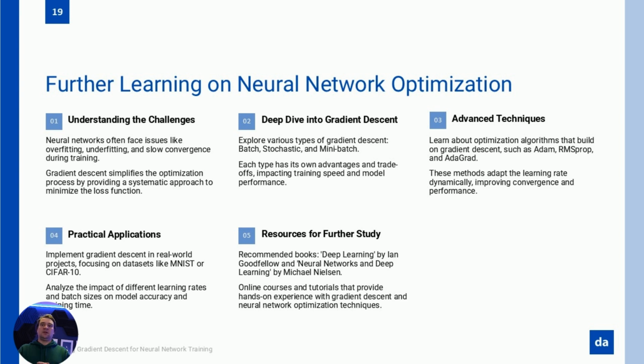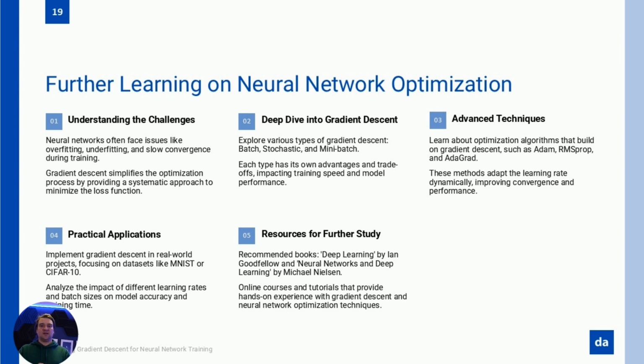Understanding these challenges deeply will help you identify and solve them faster in your projects. Next, explore the various types of gradient descent. Batch gradient descent, great for stability, but computationally heavy. Stochastic gradient descent, SGD, faster updates but noisier progress. Mini-batch gradient descent, the perfect middle ground for most tasks. Each method has its strengths and trade-offs, so dive deeper to understand which works best for your specific use cases.